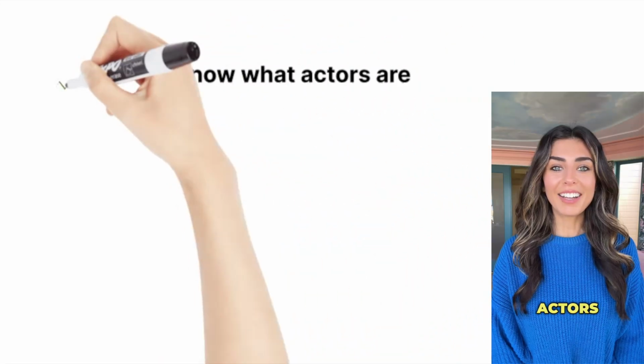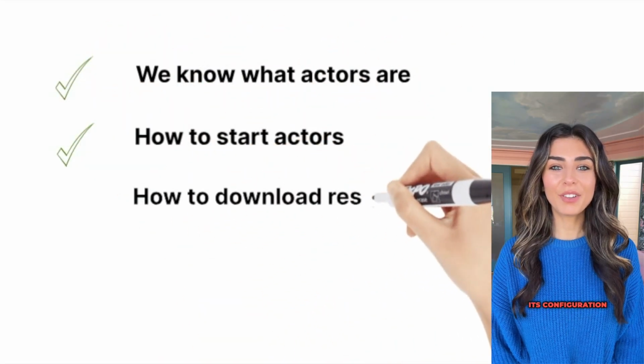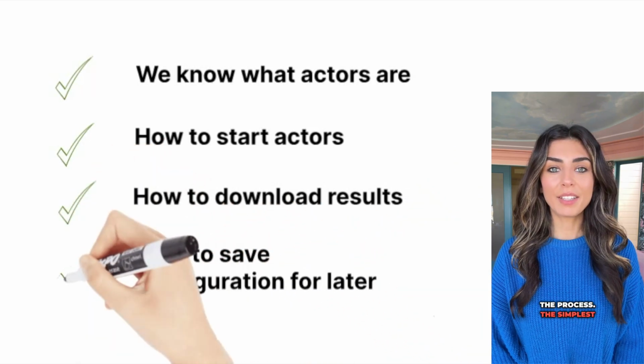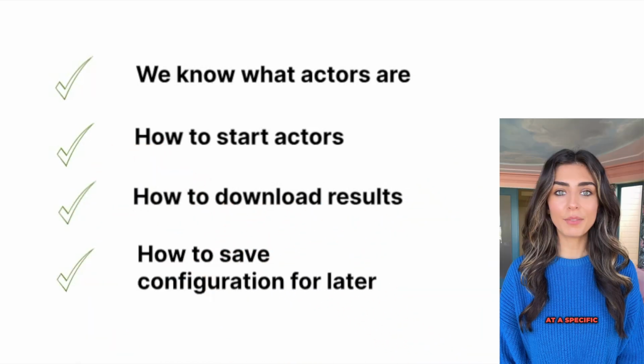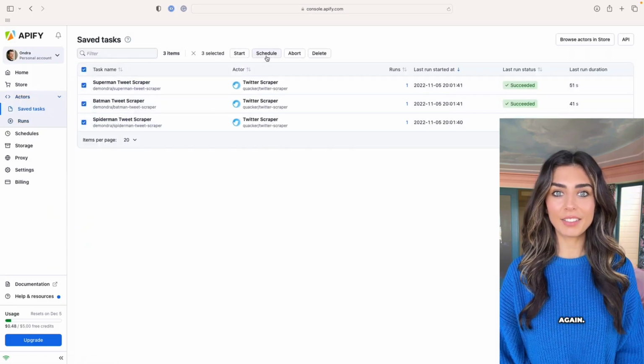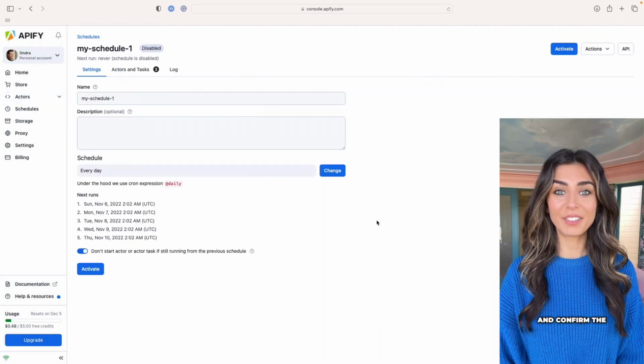Okay, we know what actors are, how to start an actor, how to download results, and how to save its configuration for later. Now let's look at automating the process. The simplest way to automate your actors is to run them at a specific time. To do that, let's go to Saved Tasks again. Select the ones we want to run, click Schedule, and confirm the selection.